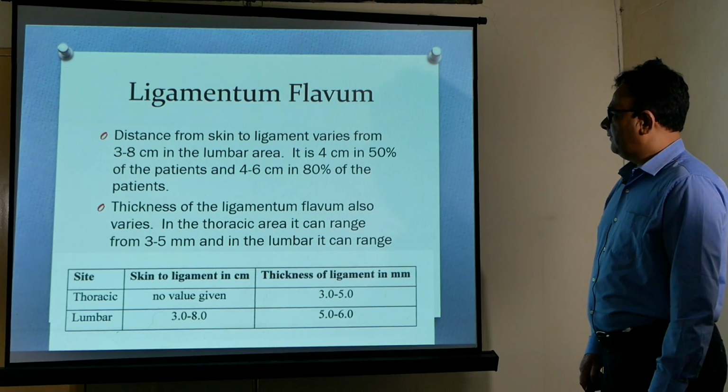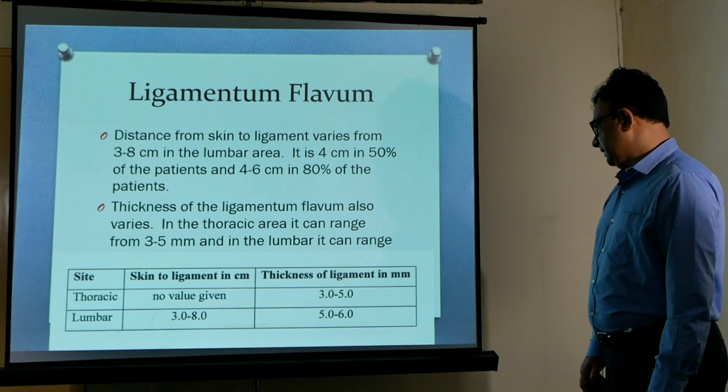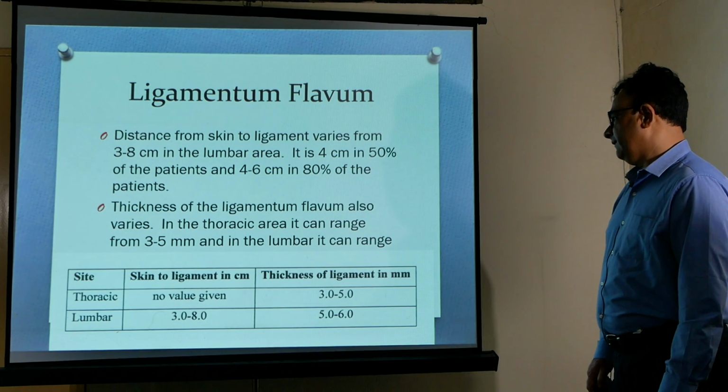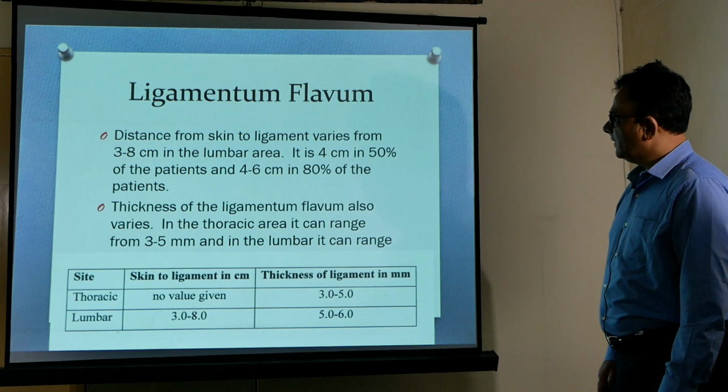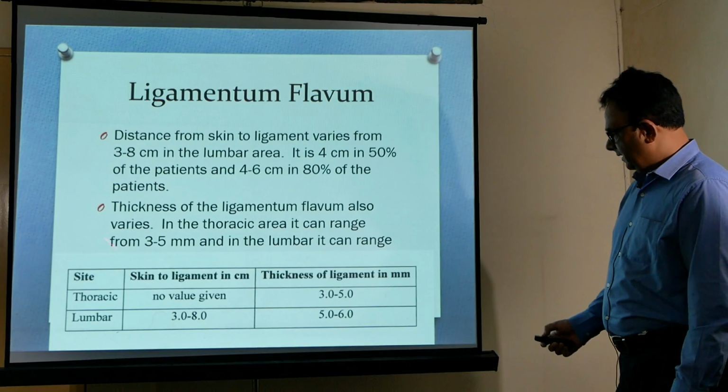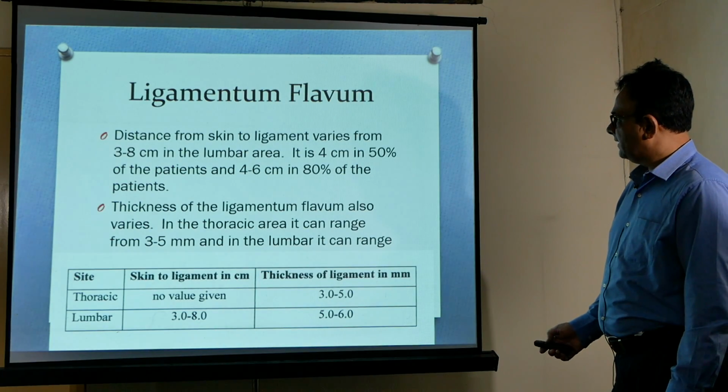Thickness of the ligamentum flavum also varies. In the thoracic area, it can range from 3 to 5 millimeter, and in the lumbar, it can range. This is the range of thickness.